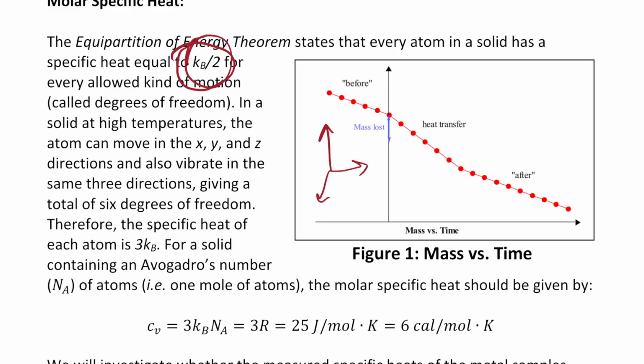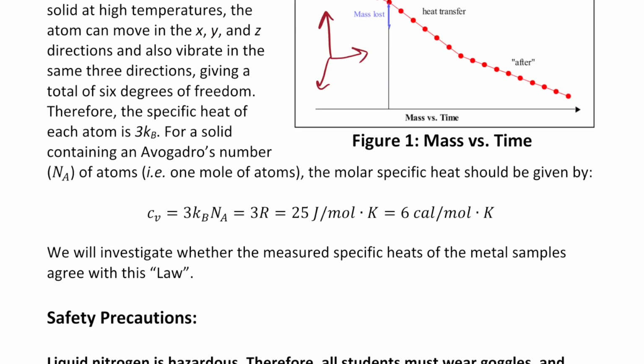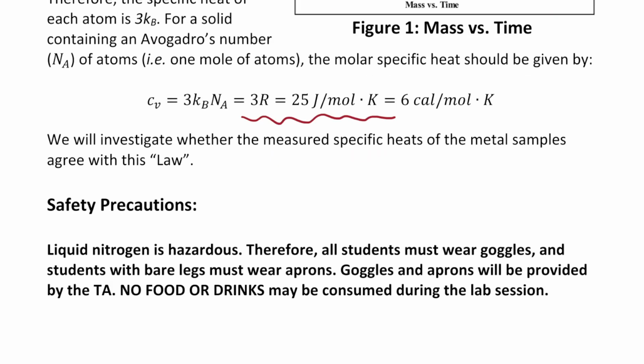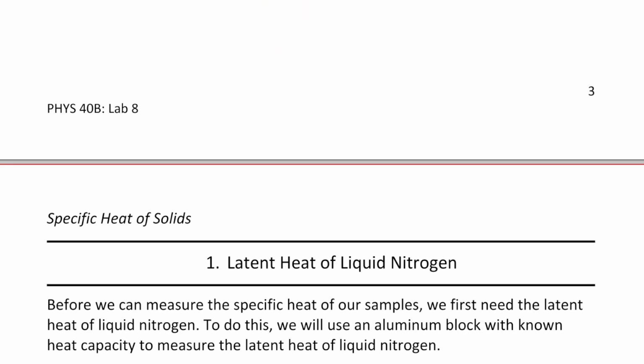So 6 times Kb over 2 gives you a total specific heat of 3 Kb for each atom specifically. And this happens to be equal to 3 times R, which is about 25 joules. So theoretically, for any solid, the specific heat should be 25 joules per mole Kelvin, or specifically the molar specific heat, because the specific heat we've been talking about before is joules per kilogram Kelvin.